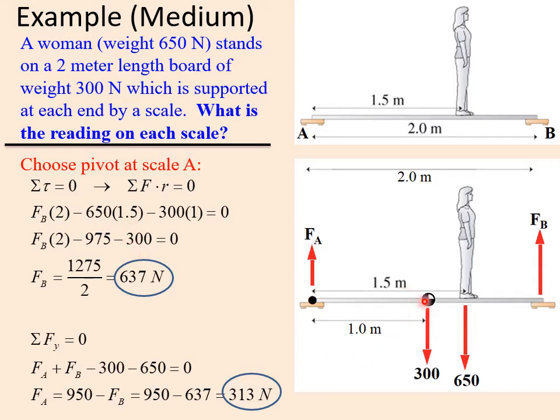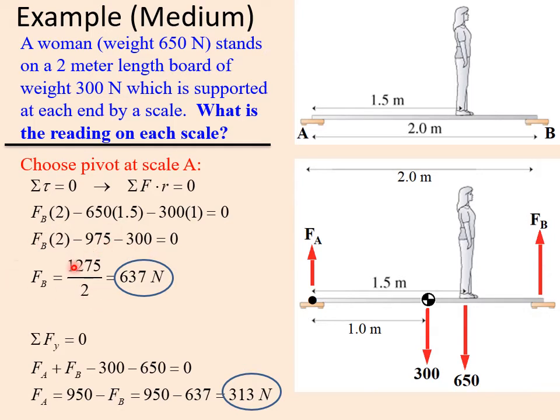And then the board here, if the board is 2 meters long, we know the CG is 1 meter from the pivot. So we have 300 newtons of weight for the board times 1 meter as the distance. And all of that has to equal 0. So basically, we can multiply these two numbers and add everything together, and solve finally for FB, the force on scale B, and that ends up being 1,275 divided by 2.